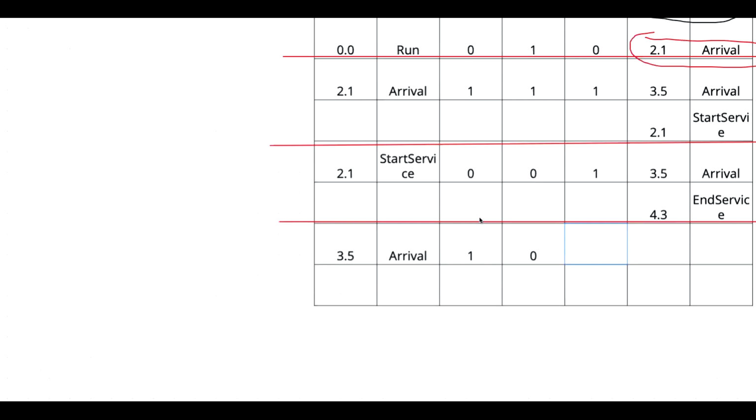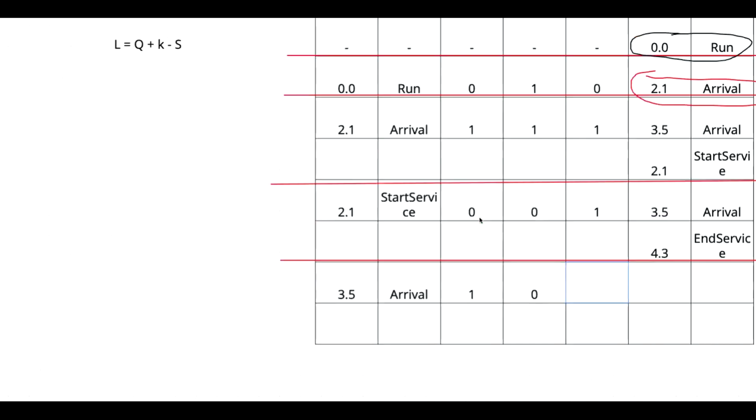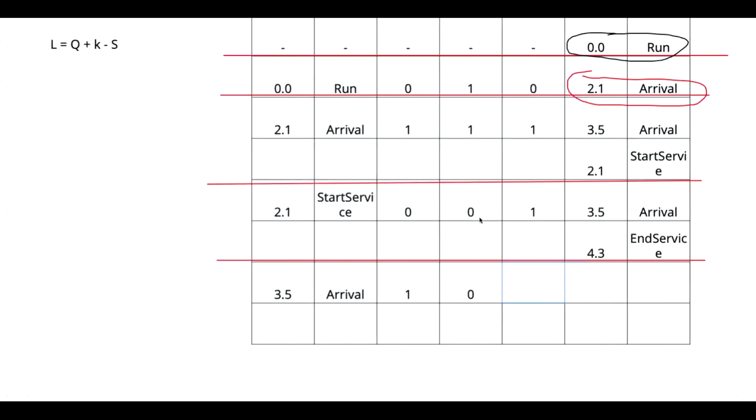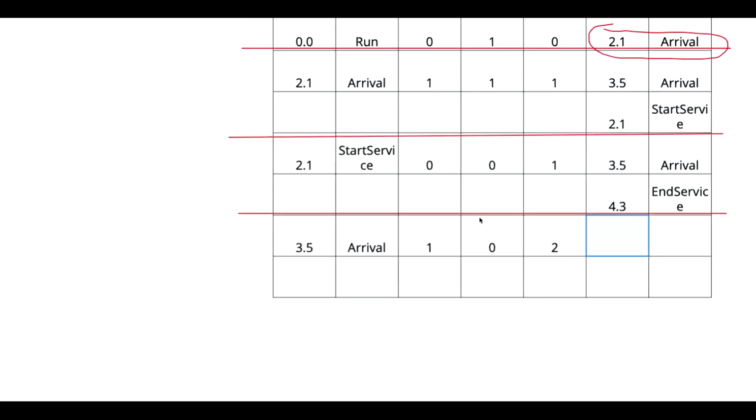Now, what is the logic in arrival? The logic is that if a server is available, we schedule a start service. But is a server available? No, because S is equal to 0. So we don't do anything as far as that is concerned. Now, we still have this 4.3 end service on the event list.